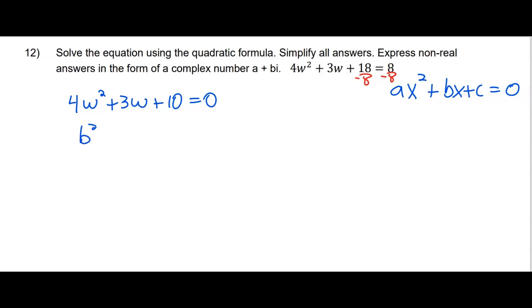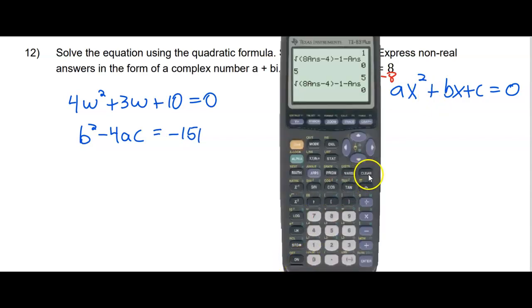The discriminant is negative 151. We have b squared, that's 3 squared, minus 4 times a is 4, and c is 10. Easy enough. Now 151, I don't believe reduces nicely.